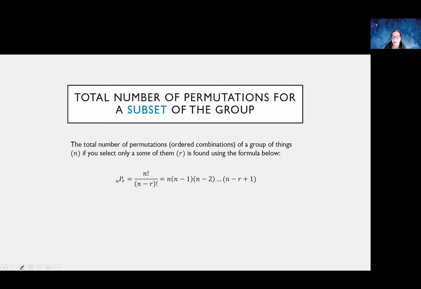So we use NPR. The first number is always the total that you have, and the second number is how many are in your subset. So you've got your n factorial, the total number of arrangements, and because you're only choosing a subset, there are going to be fewer of them. So you divide by a number to get a smaller number at the end, because there are not going to be as many choices. So it's n factorial divided by n minus r factorial.